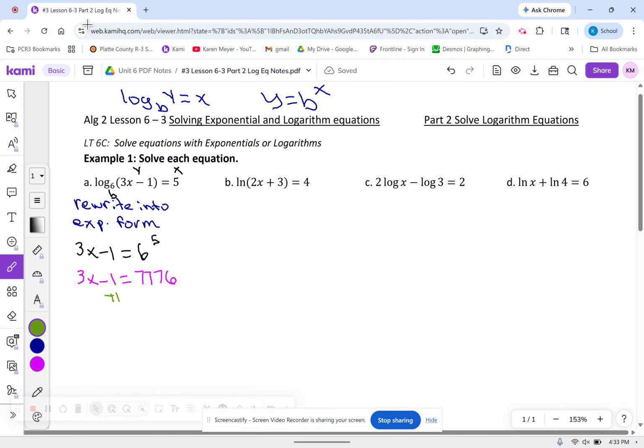So we'll add 1. And then we get 3x equals 7,777. Divide by 3. And we come up with x equals 2,592.3 repeating. And we're done.